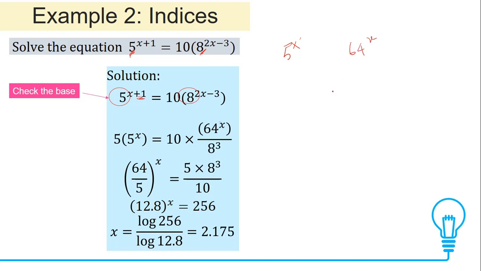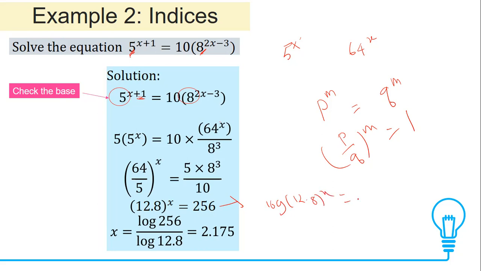Since we have p^m and q^m, they can be changed to become (p over q)^m. That's why we have 64 over 5, and the rest we send to the other side. Taking the log again, we have log of 12.8^x equals log 256. So our x equals log 256 divided by log 12.8. Okay, then this is the answer.